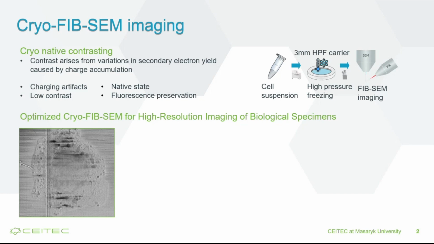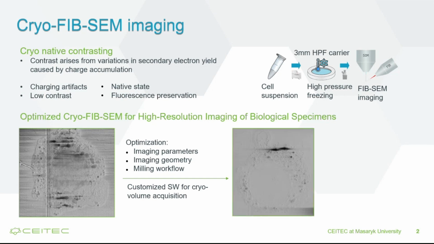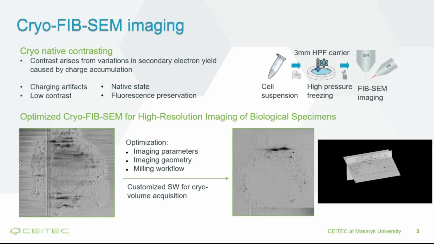So this is the image of, probably most of you know the cryo image like this, with lots of artifacts. That's why we put a lot of effort into optimizing it. So we optimized imaging parameters, geometry, workflow, and also software, to keep high quality imaging through the whole volume. So this is the result. The level of artifacts goes down, and we are also able to do cryo imaging in bigger volumes.